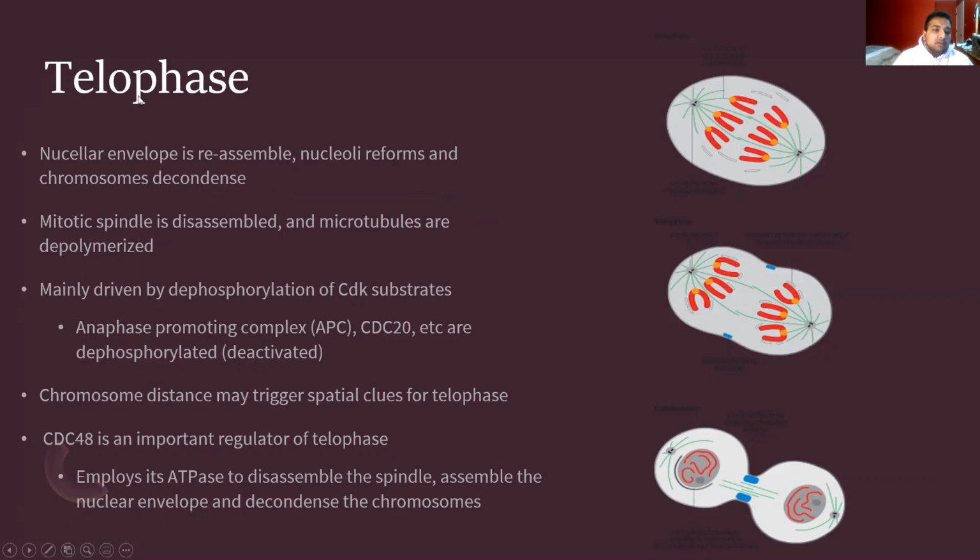Telophase. This almost never shows up as an answer, but I figured if it does, you better know it. The nuclear envelope is reassembled, the nuclei reform, and chromosomes decondense. This is kind of the anti-prophase. The mitotic spindle is disassembled, and microtubules are depolymerized again, even further, to ensure that they are not taking up space in the cell.